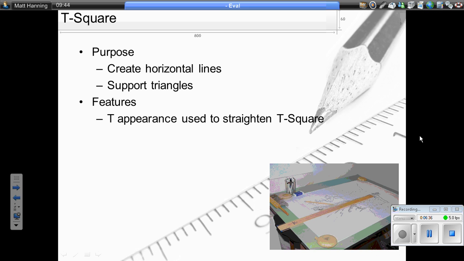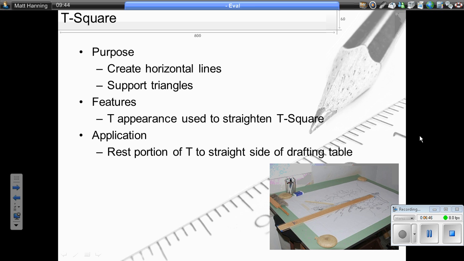T-square. Where's my T-squares at? I have that, Grace. Lexi, I'm sorry. So your T-square draws your horizontal line. It also supports your triangle, so you can go vertical with them.